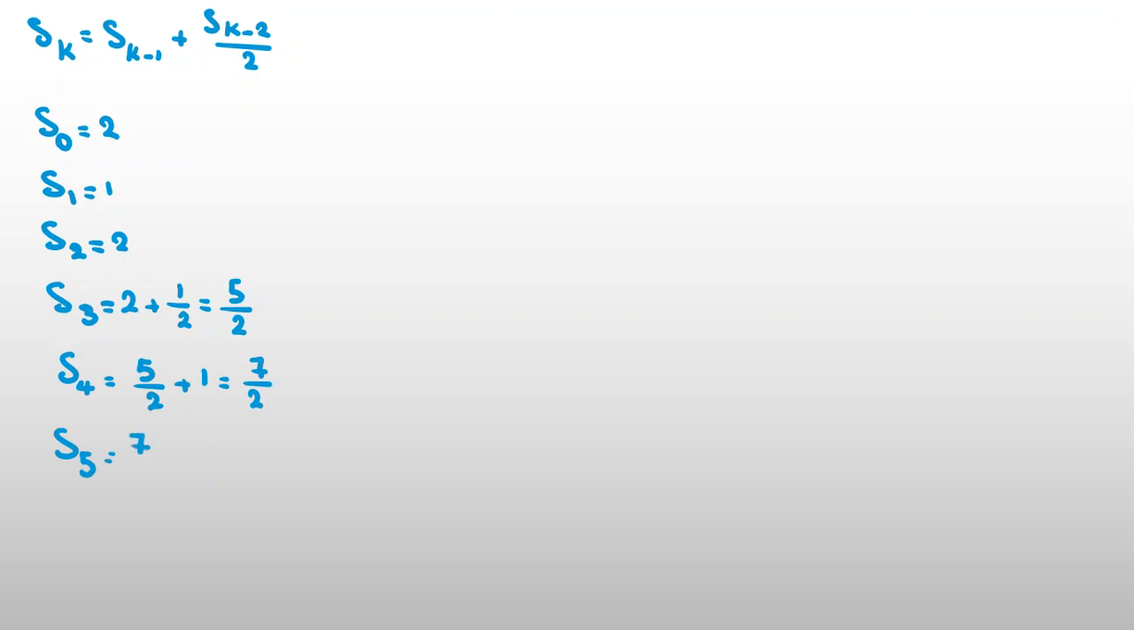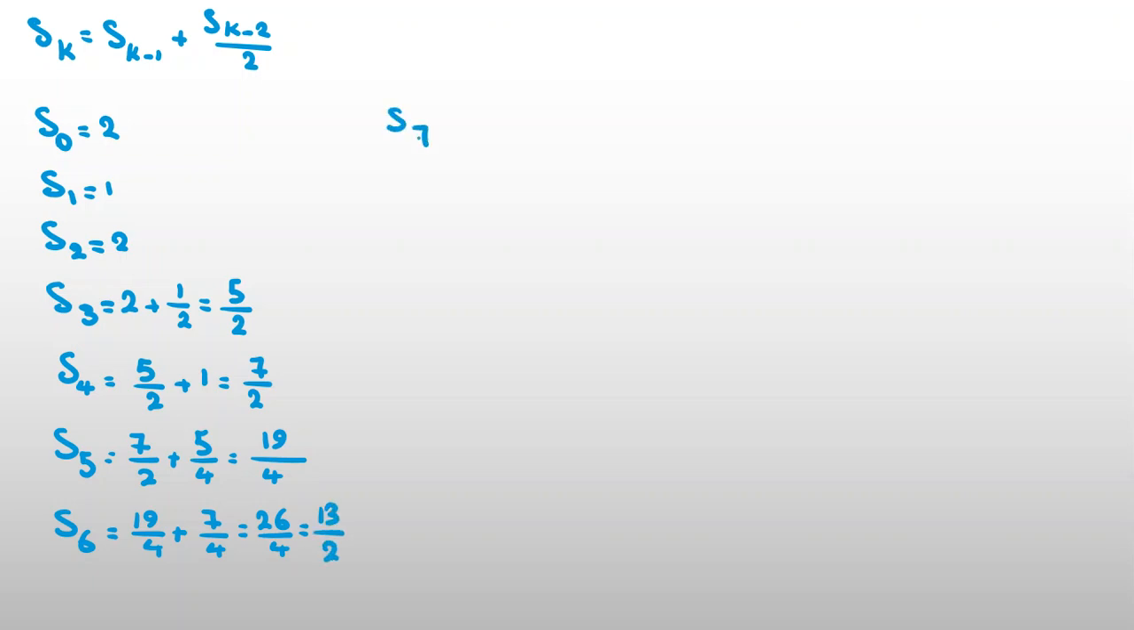S5 is 7 over 2 plus this 1 over 2, which will be 5 over 4. And it will be 2 times 7, 14, plus 5, 19, over 4. Let's calculate S6. This previous one, 19 over 4, plus this one over 2, which will be 7 over 4. We are using this formula. 7 plus 19, 26 over 4, which is 13 over 2.